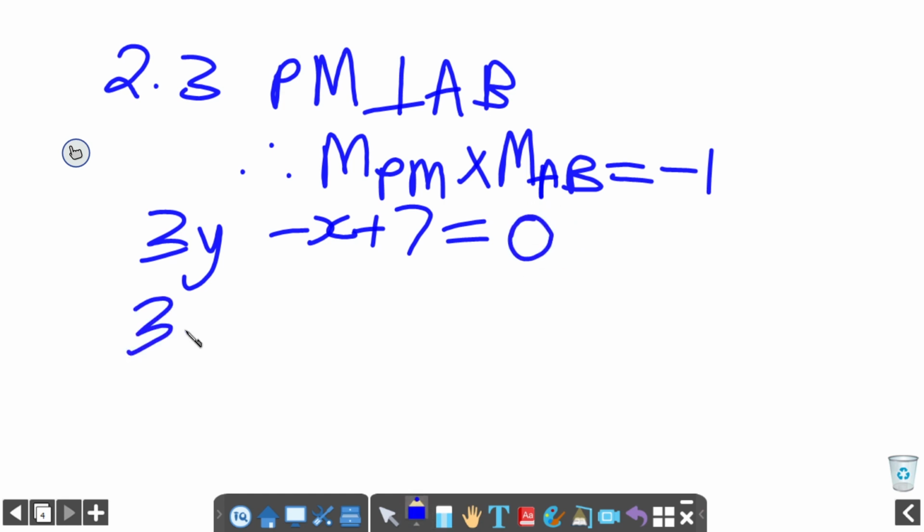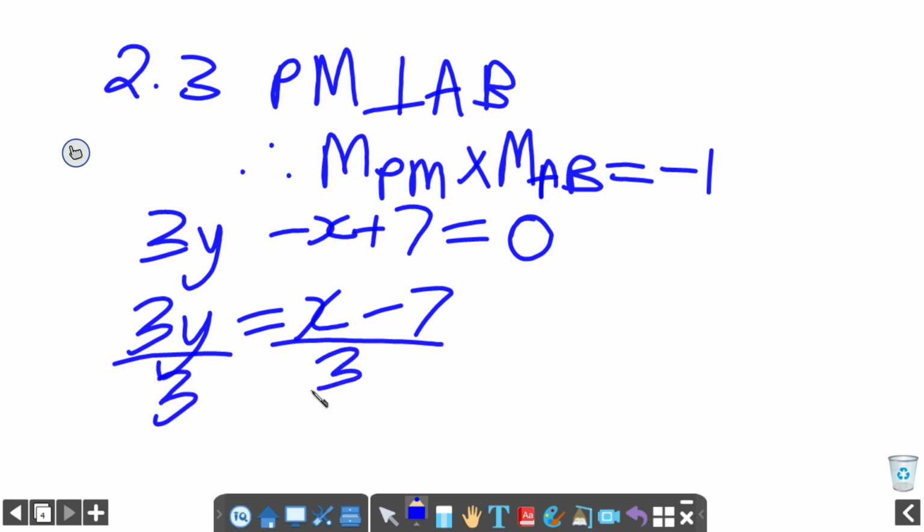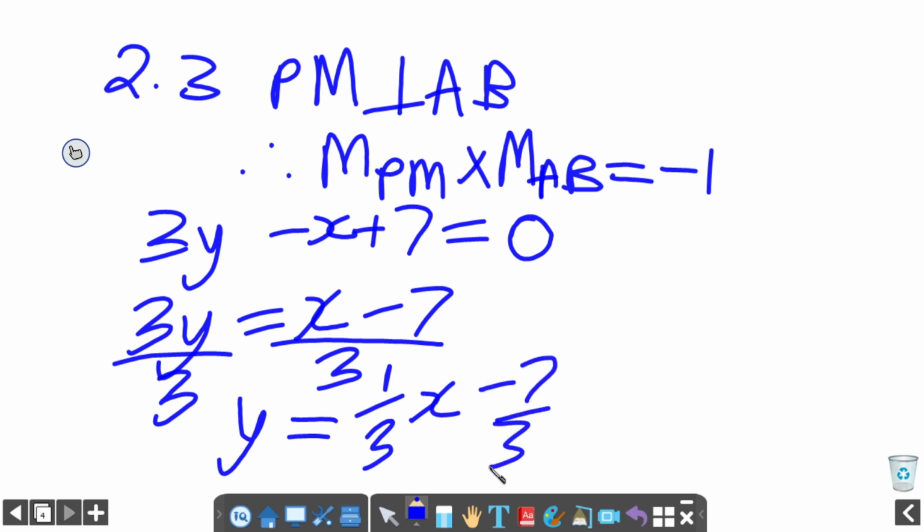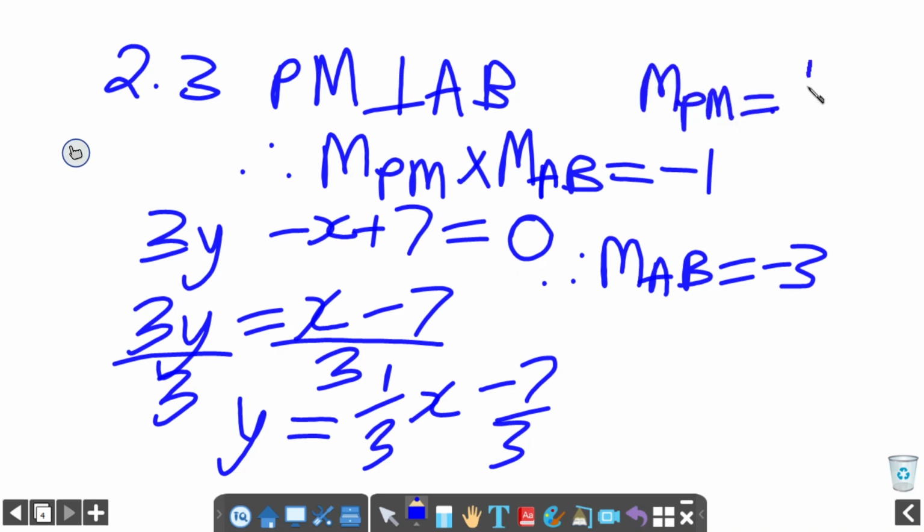So now, how can we find that? 3y is equal to x minus 7. Divide by 3. y is equal to 1/3 x minus 7/3. Now, what is the gradient of PM? 1/3. What would be the gradient of AB then? The gradient of AB will be equal to? Negative. Because the gradient of PM is equal to what? 1/3. Remember?